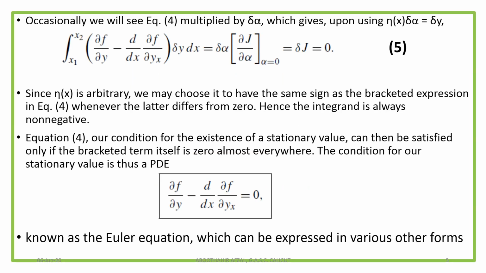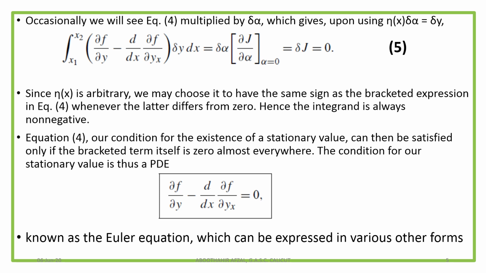Now, if we multiply equation 4 by δα, as we know that η into δα is δy. So we multiply on both sides, and ∂J/∂α is the right hand side of equation 4. So multiply it by δα. That will become, at α equal to 0, 0, because you know that δα is 0, therefore the right hand side will become 0.